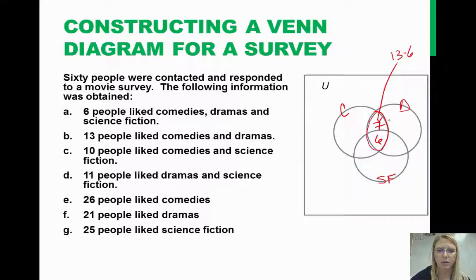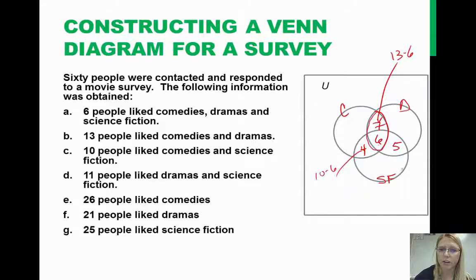Part C said we have 10 people that like comedies and science fiction. So 10 people that like comedies and science fiction are in this region between the C and the SF. We already have 6 here, so it's going to be 10 minus 6. That'll be 4. And 11 people like dramas and science fiction. That's in this region here, so 11 minus 6 is 5.